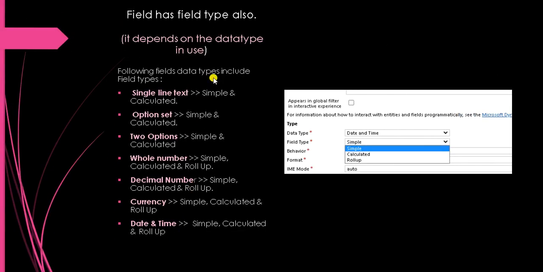So these fields have field type also. Like date and time has simple, calculated and roll up. Simple, calculated and roll up. So all these fields, only the specified fields have field type in them. I mean, other data types don't have this field type option in them.